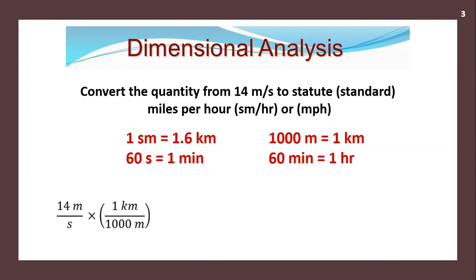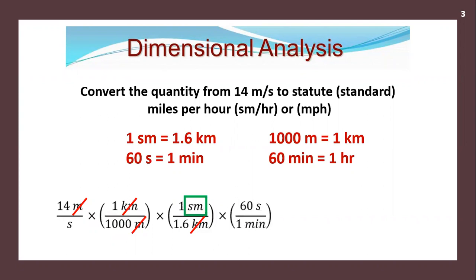Let's start by converting meters by using the ratio of 1,000 meters per kilometer. By placing 1,000 meters in the denominator, we're able to cross-cancel meters. Next, if we multiply by the ratio of 1 statute mile per 1.6 kilometers, we can cross-cancel kilometers, leaving standard miles in the numerator, which is the proper format of our final answer.